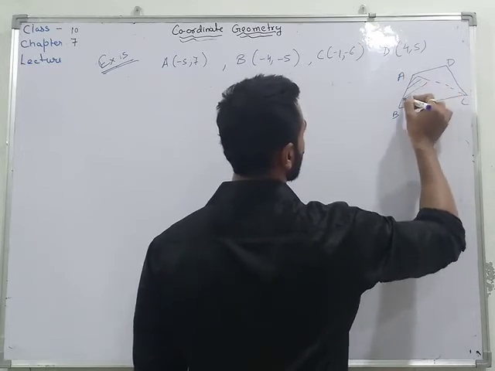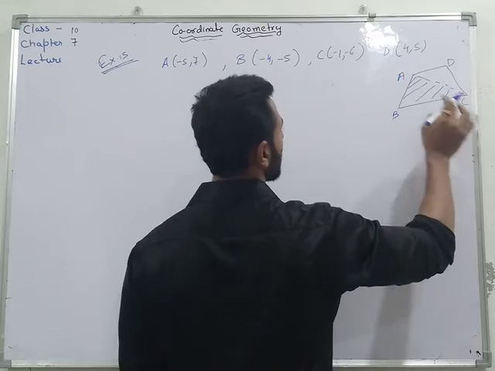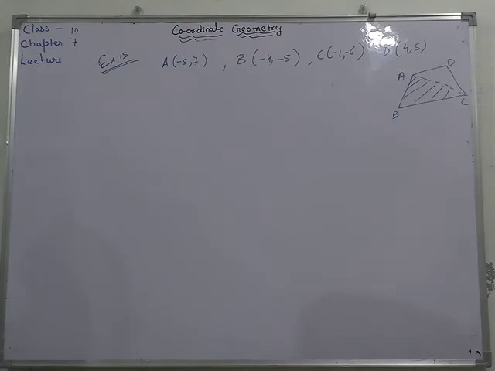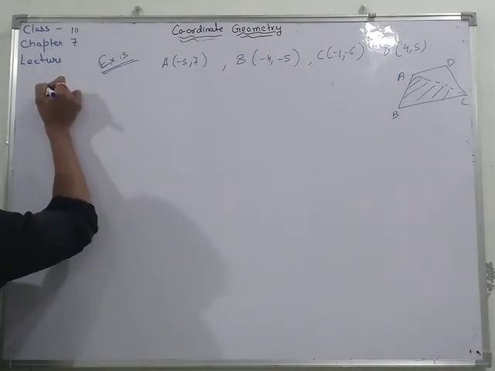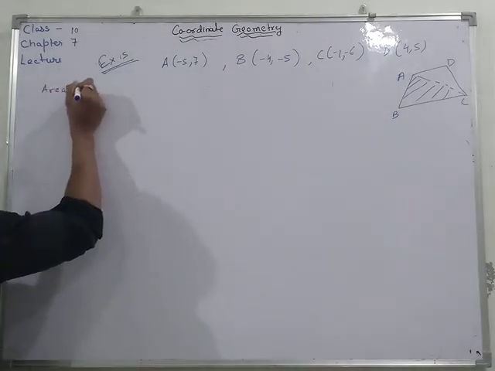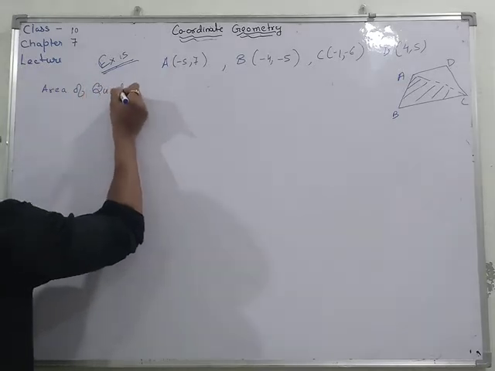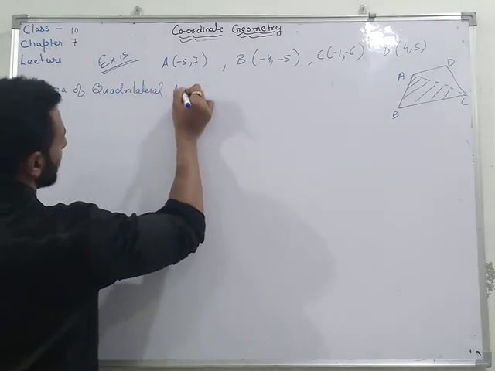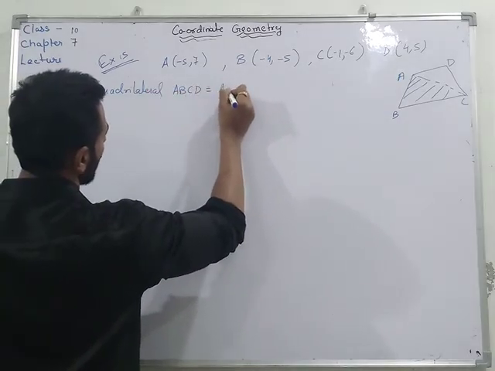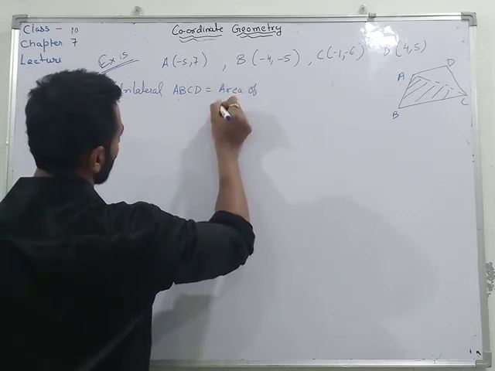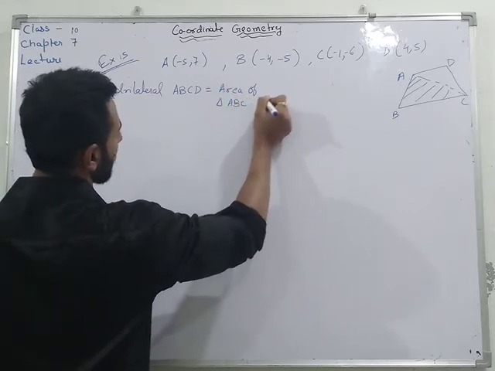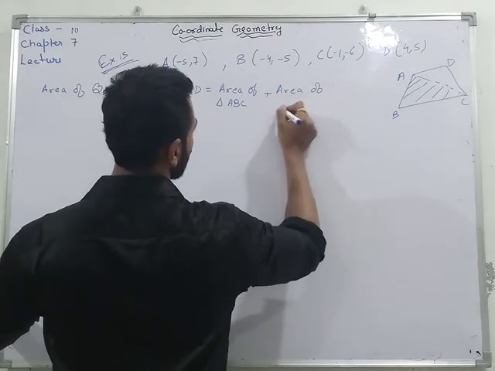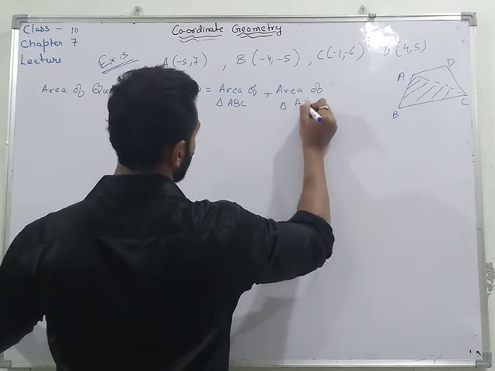First we will be finding out the area of the triangle ABC and then the area of the triangle ADC, and after that we will be adding. So we can write that area of quadrilateral ABCD is equal to area of triangle ABC plus area of triangle ADC.